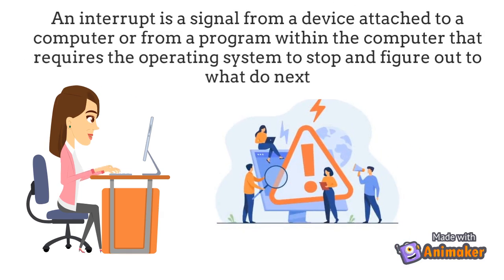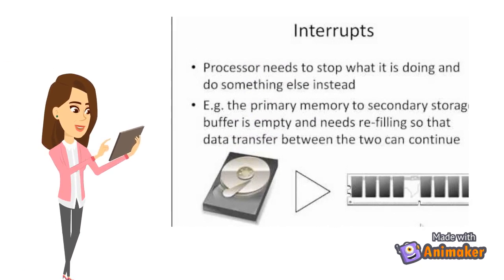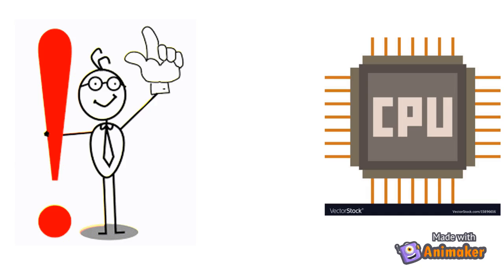An interrupt is a signal from a device attached to a computer or from a program within the computer that requires the operating system to stop and figure out what to do next. So, the processor needs to stop what it's doing and do something else instead. For example, the primary memory to secondary storage buffer is empty and needs refilling so that the data transfer between both of them continues. The interrupt makes the CPU stop its current activity and all of the processes stop until the interrupt handler handles the interrupt.